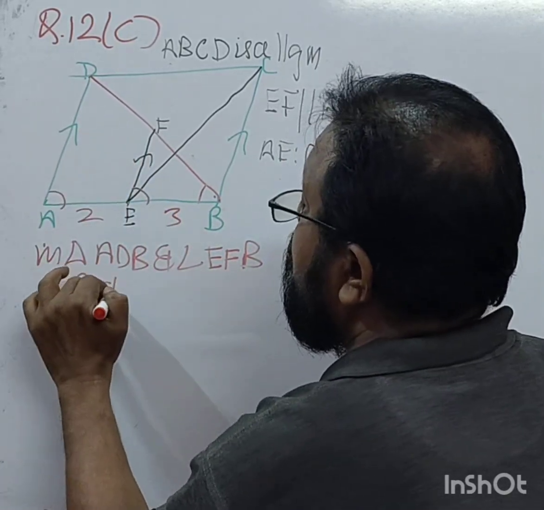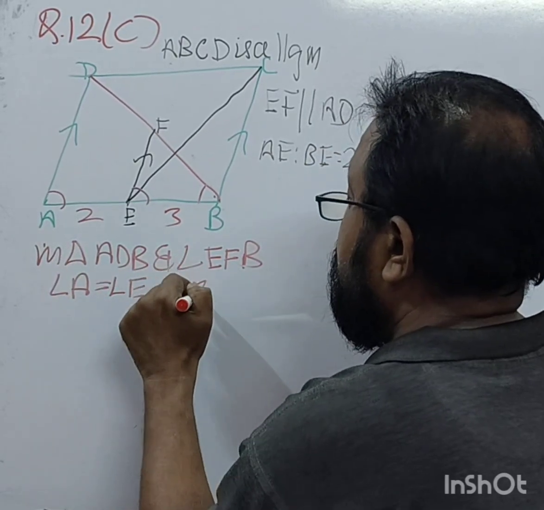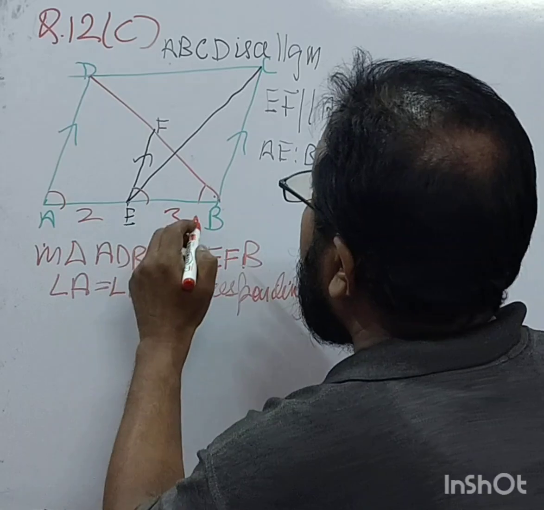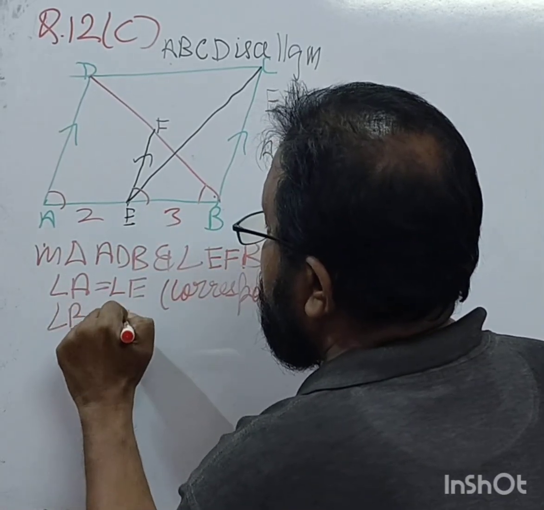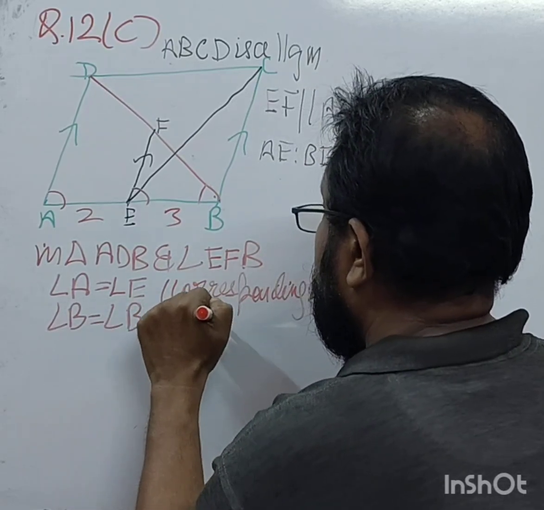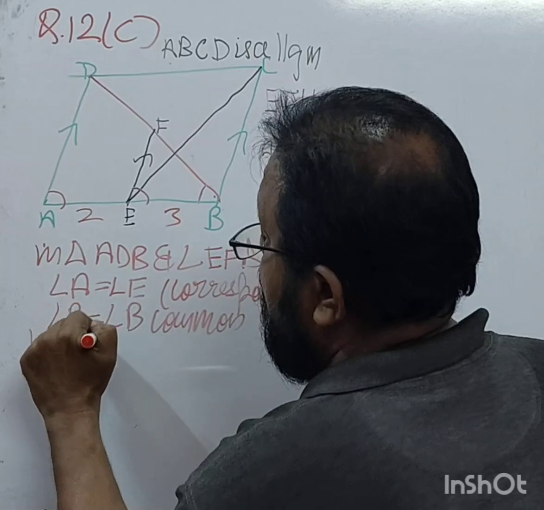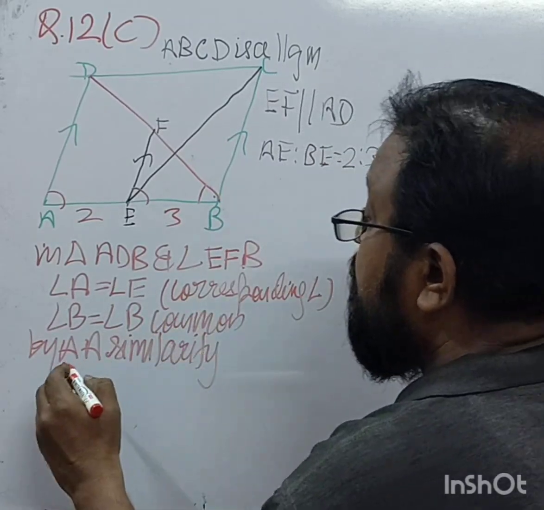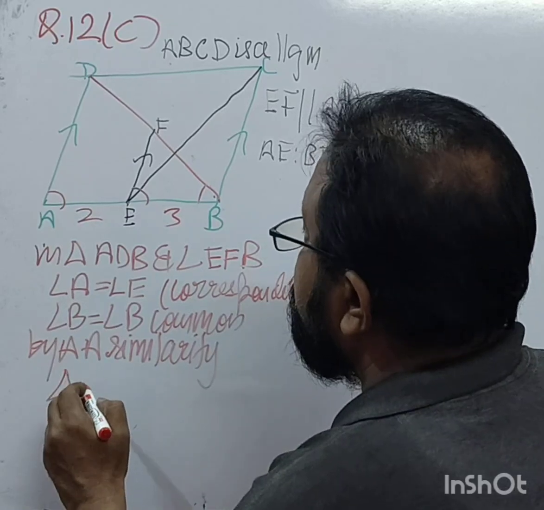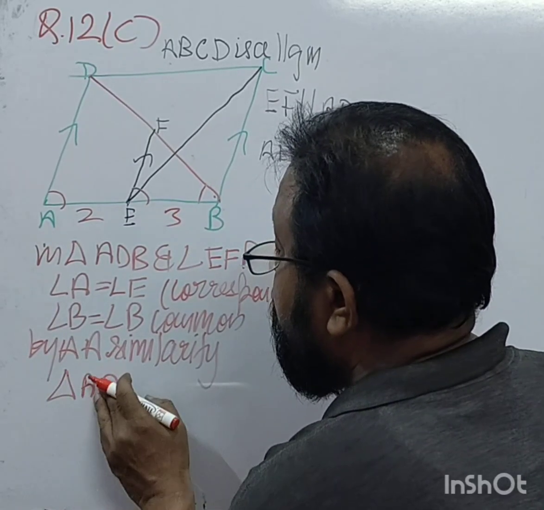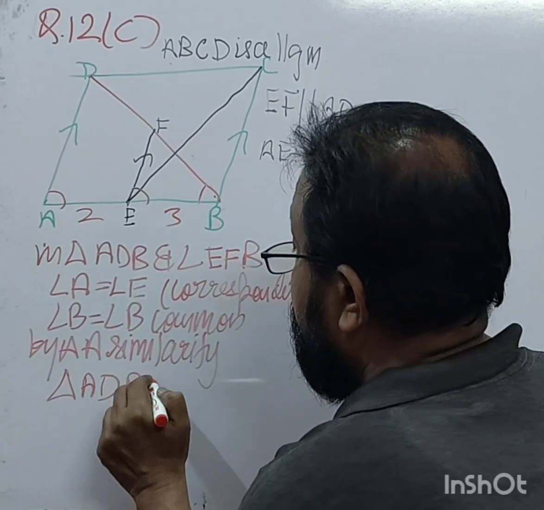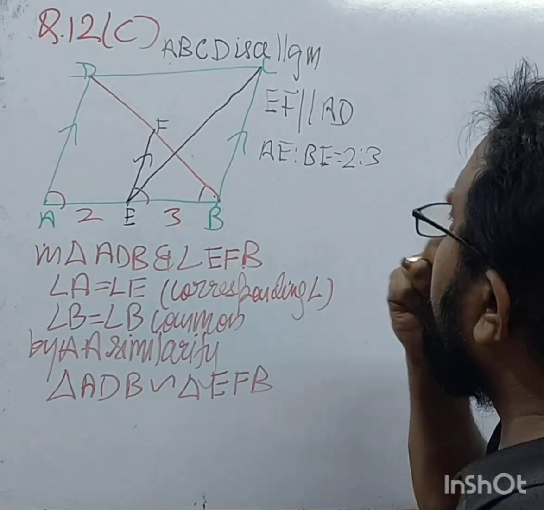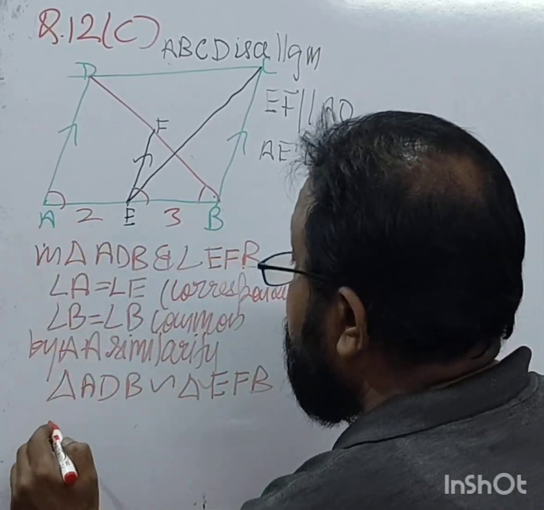angle A is equal to angle E, corresponding angles, and angle B is equal to angle B, common, by AA similarity, triangle ADB is similar to triangle EFB, right?